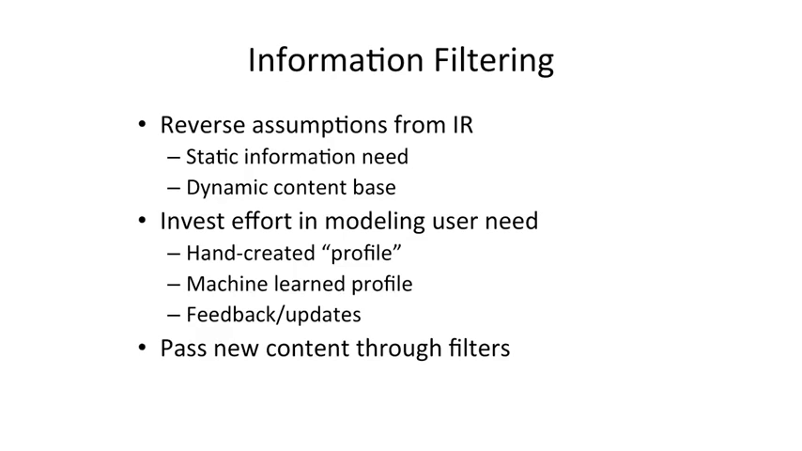Information filtering saw that the assumptions of information retrieval were reversed. The information need here is pretty much static. I have a profile of what I'm looking for. I'm looking for articles on recommender systems. Maybe I'm looking for articles that mention my name. But the content base is dynamic. Each article flies in quickly, and I want to know about it as quickly as possible. So in information filtering, I switch my effort. I invest my effort in modeling the user need. What is it that I'm interested in? Maybe by creating a profile by hand or learning it from my preferences.